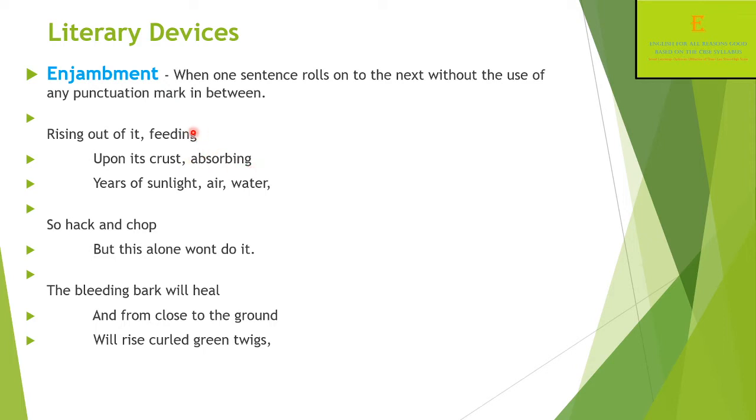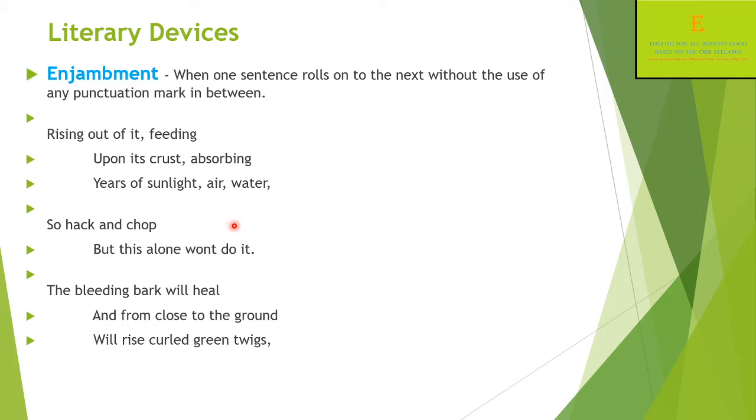So the first line here is running into the second line. The second line is running into the third line. After the third line, there is a comma, so this is not running into the next line. Therefore here there is enjambment. Then this line, hack and chop, but this alone won't do it. Again, this line is running into the next line.